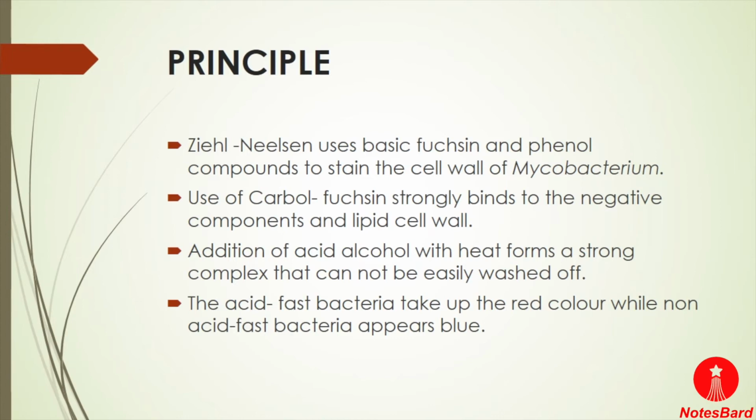Here the acid fast bacilli take up the red color of the primary dye, which is used as carbolfuchsin, and others, which are non-acid fast bacteria, easily decolorize with the acid alcohol from the primary dye, and after that they take up the counterstain dye, which is used as methylene blue, and they appear blue in color. So this is the working principle of the Ziehl-Neelsen staining, which uses carbolfuchsin as a primary dye and methylene blue as a counterstain dye for the diagnosis of different types of acid fast organisms.